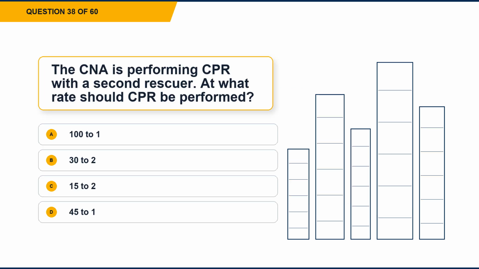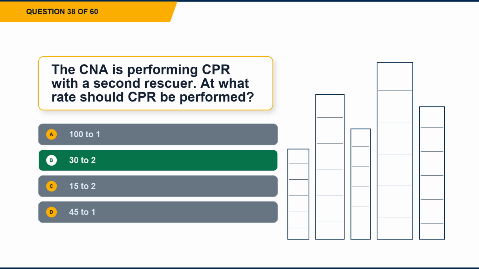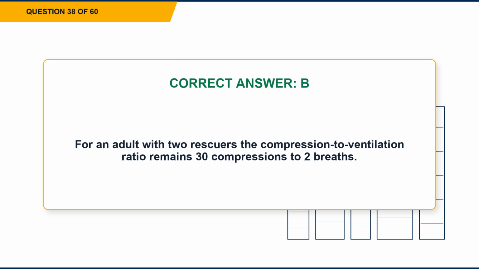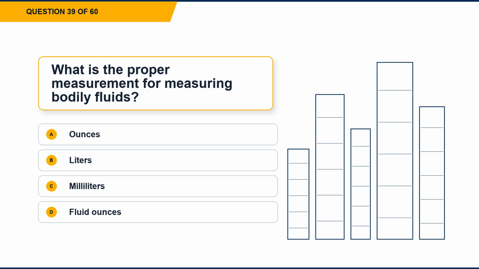Question 38. The CNA is performing CPR with a second rescuer. At what rate should CPR be performed? Option A, 100 to 1. Option B, 30 to 2. Option C, 15 to 2. Option D, 45 to 1. The correct answer is option B, 30 to 2. Explanation: for an adult with 2 rescuers, the compression to ventilation ratio remains 30 compressions to 2 breaths.